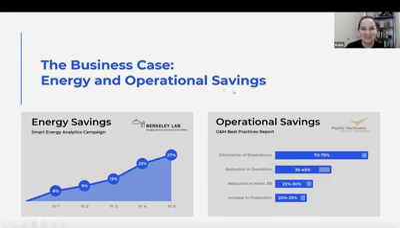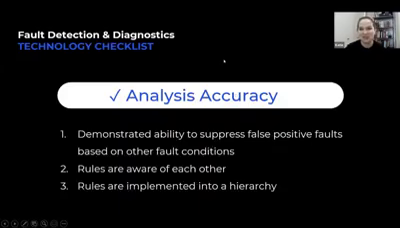All right. So these technology checklists. Again, these are just ticklers I want to put in your brain as a takeaway for what to think about when you are looking at putting fault detection and diagnostics on your campus. And the first main one is analysis accuracy. So it's very important that you have a provider or a software that can demonstrate the ability to suppress false positives. So you don't want to get in a situation where you have alarm fatigue, right? We don't want to recreate that problem.